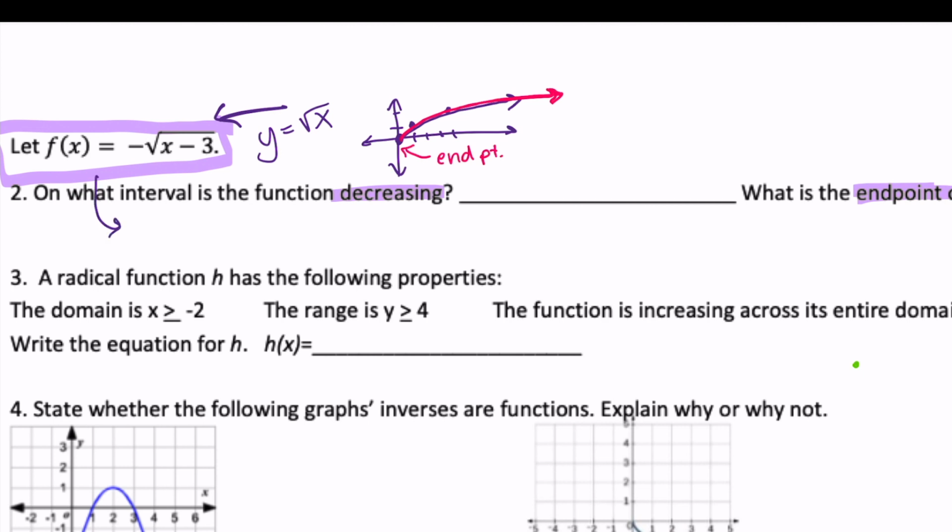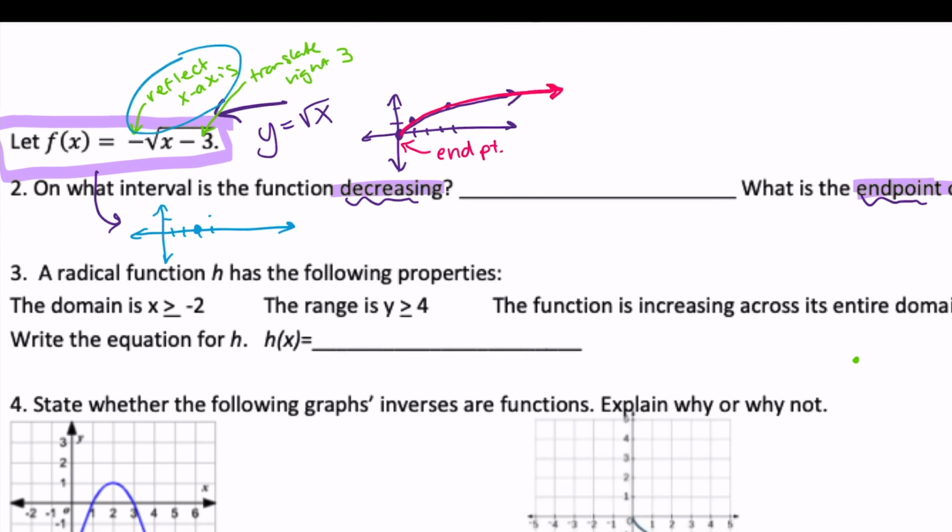So if I'm going to graph this new function to figure out these details I need to look for, I need to consider some transformations. A negative sign out front of the square root function is going to reflect my function about the x-axis. Then a -3 inside the square root is a translation to the right 3. Remember, inside, opposite. Okay, so let me draw my sketch. Instead of starting at 0, 0, now I'm going to translate to the right 3 and plot my end point. Then I would go over 1, up 1. Wait a minute, I'm reflected about the x-axis.